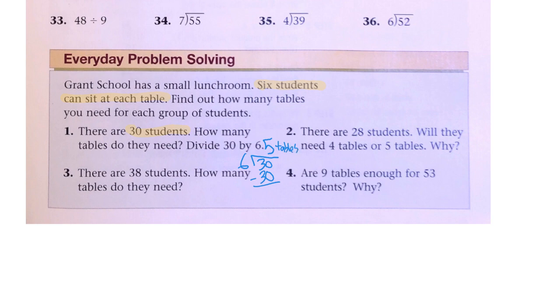Number 2. There are 28 students. Will they need 4 tables or 5 tables? Why? So let's see. Let's divide 28 by the 6 students per table and see how many tables that is. So we can't go over. So 4 times 6 is 24. So it would take 4 tables with a remainder of 4. The remainder represents 4 students.